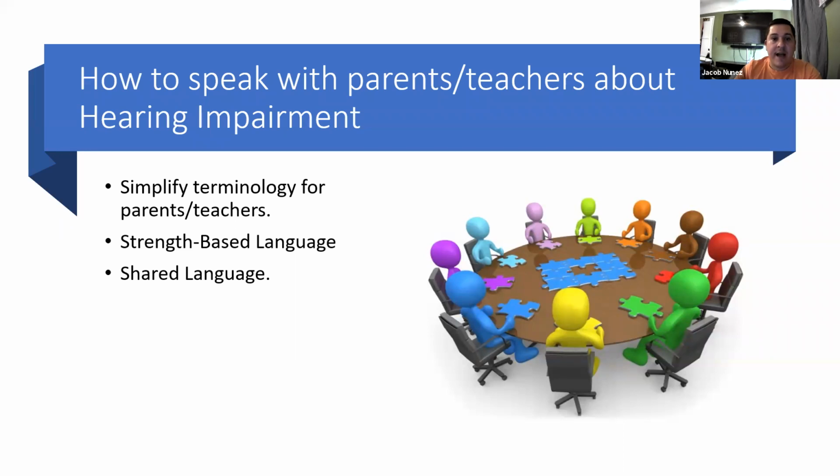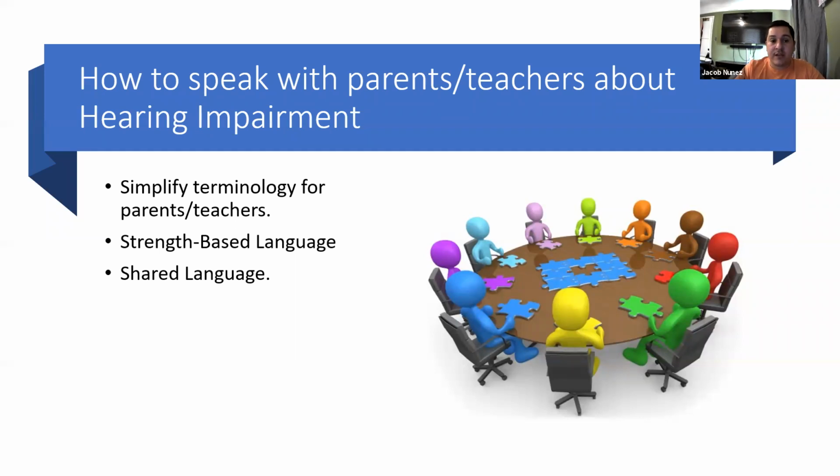So next we have how to speak with parents about hearing impairment. So we want to simplify terminology for these parents. We want to use strength-based language, which focuses on the positives and not the negatives of hearing impairments. The language should not be stigmatizing or objectifying. It should be empowering, and we should avoid eliciting any pity or sympathy or reinforce any negative stereotypes.